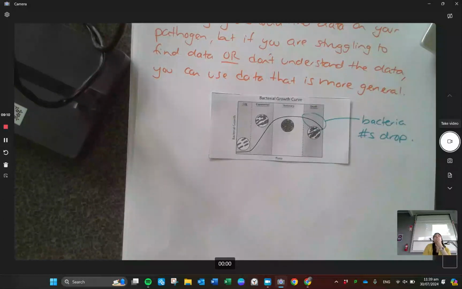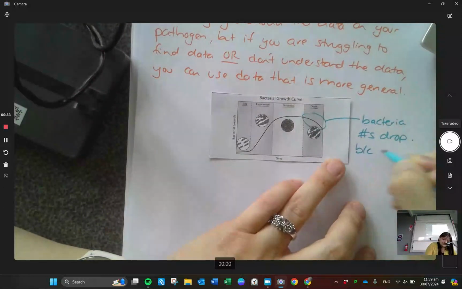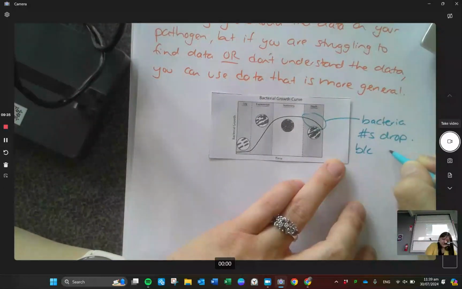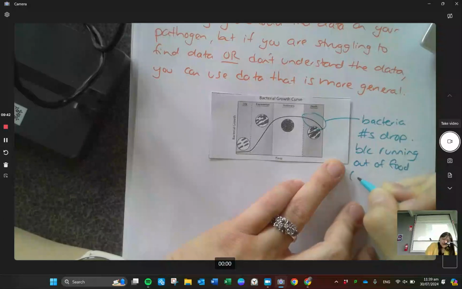What do they need to survive? What do bacteria need to survive? Food. What happens when you have a lot of bacteria? Is there more or less food? Less. So they're eating up and using their food, so that's why they're suddenly dying off. Running out of food, AKA our nutrients.